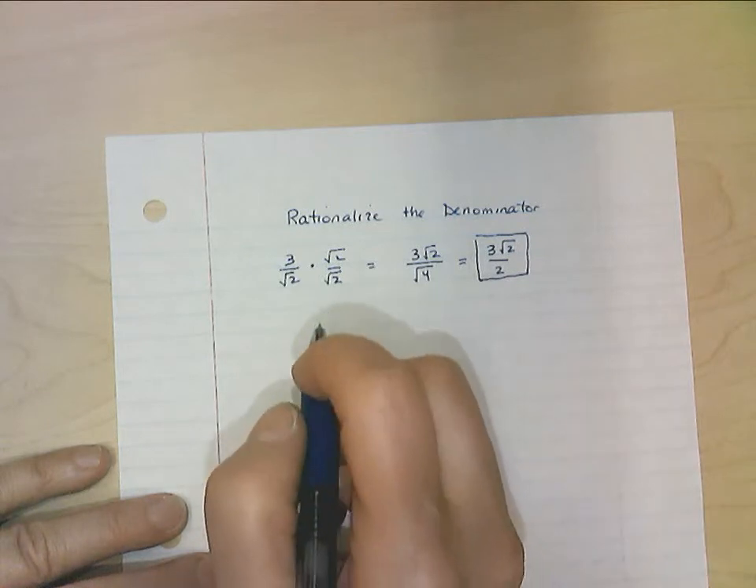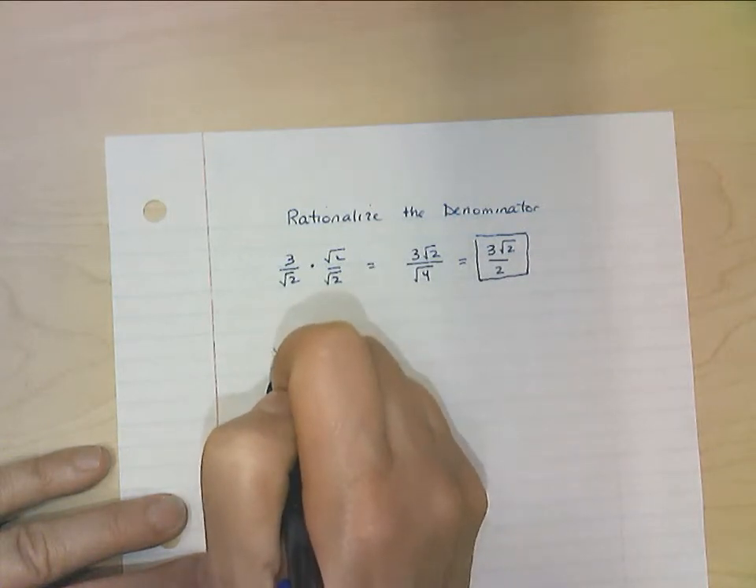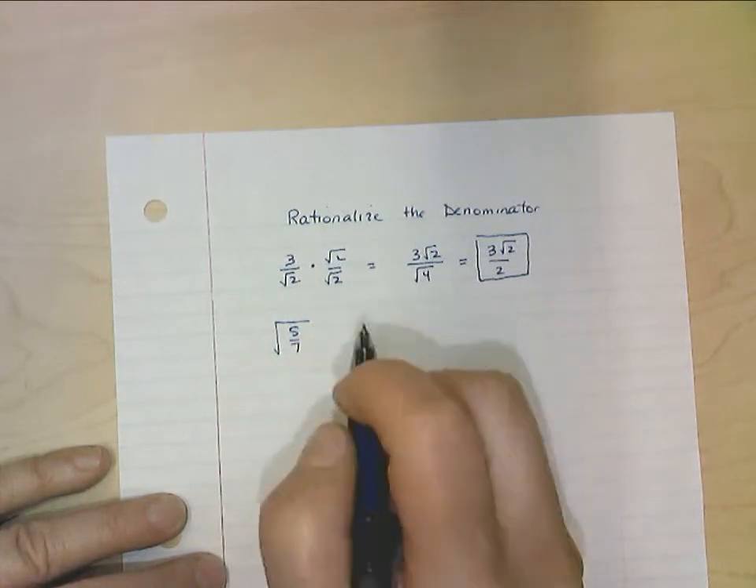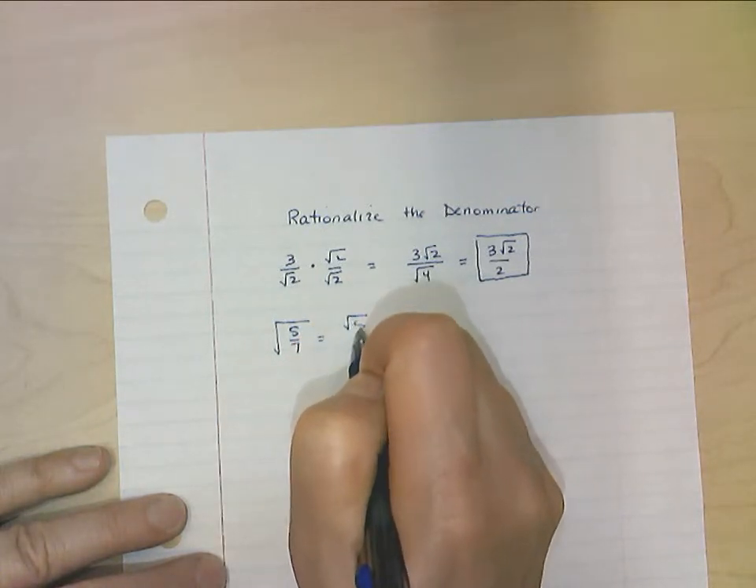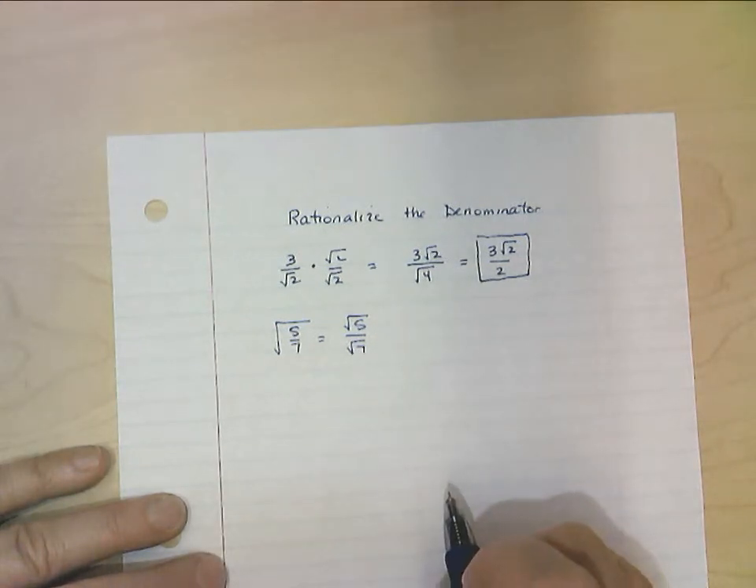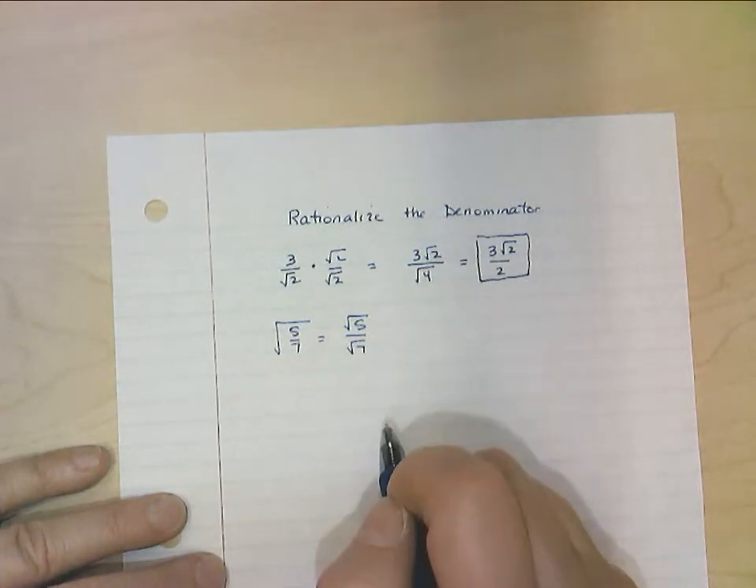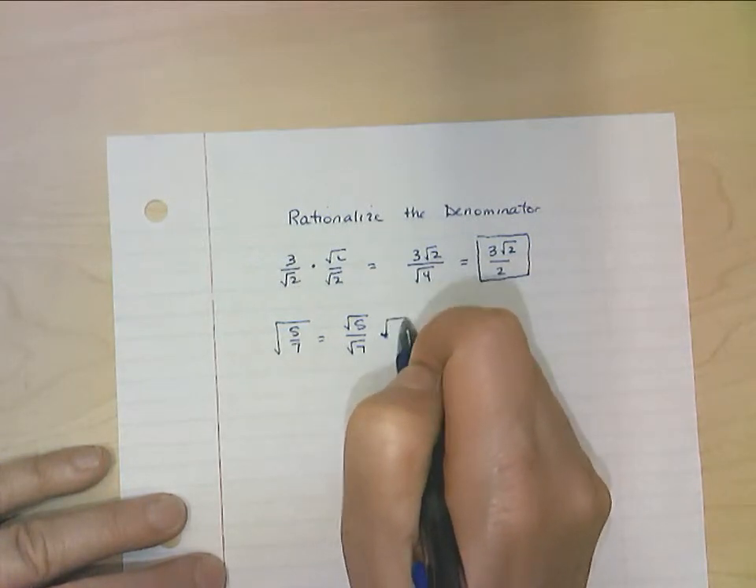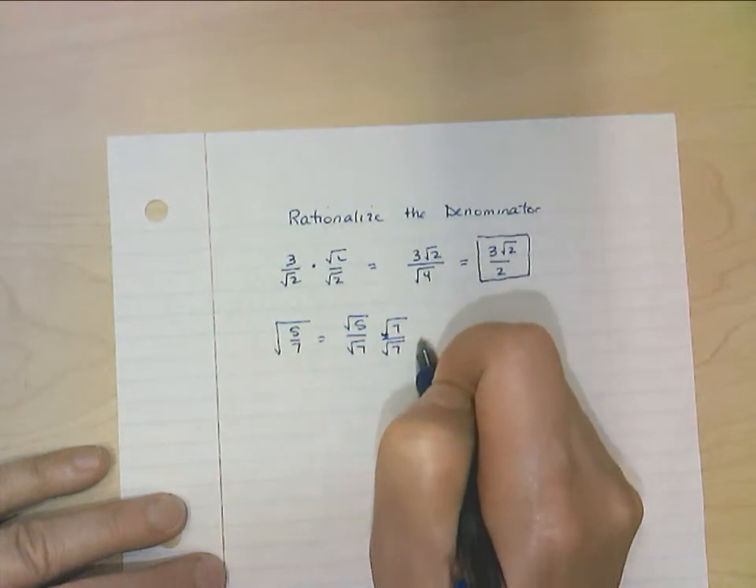Another example, if I had the square root of 5/7, I can break that apart, to be the square root of 5 divided by the square root of 7. Neither one of those can be reduced, so I'm going to go ahead and multiply by the square root of 7, because that's the denominator.